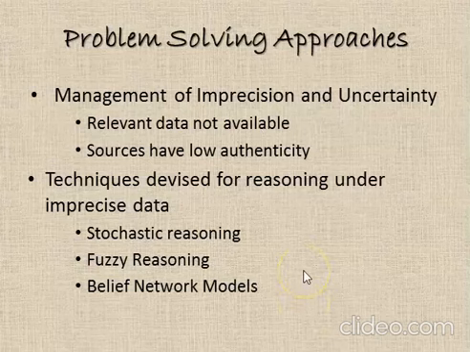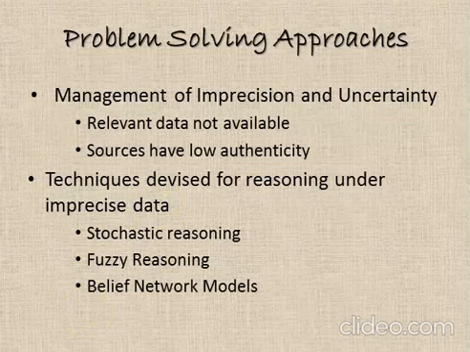Then we use some techniques for reasoning under such uncertain situations, where relevant data is not available or the authenticity of the source of the data is not accurate. We have different techniques for approaching that situation. They are stochastic reasoning, fuzzy reasoning, and belief network models.